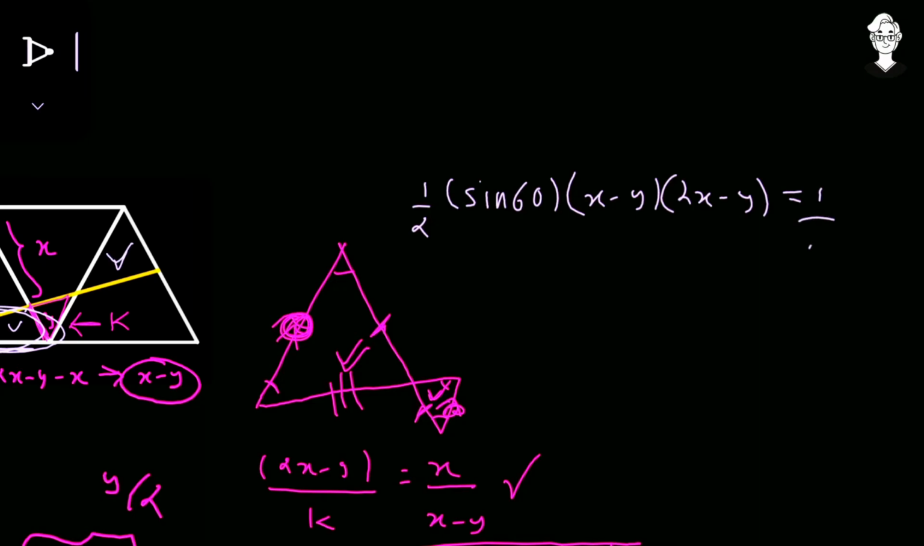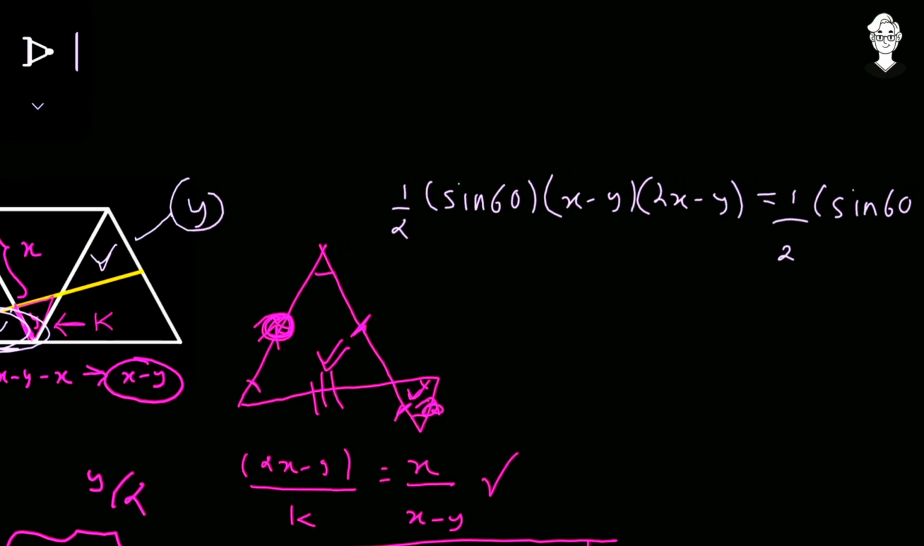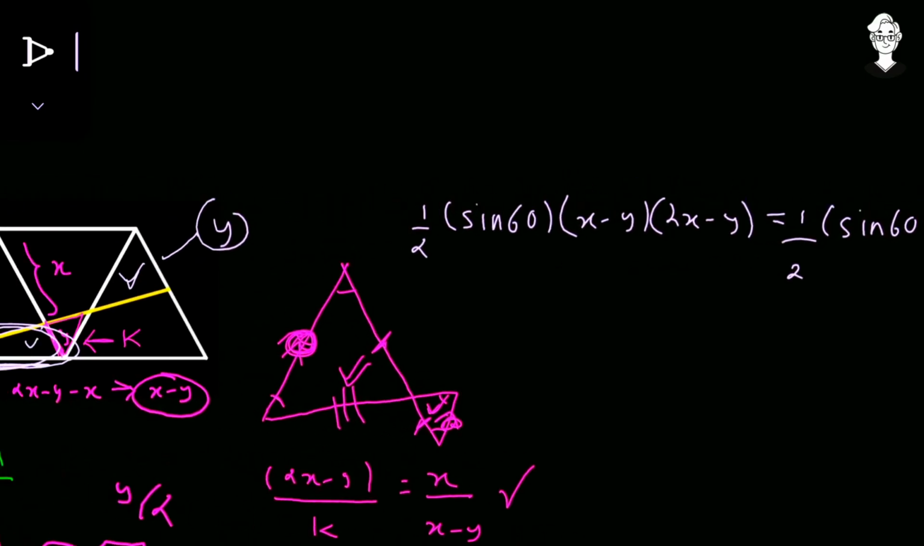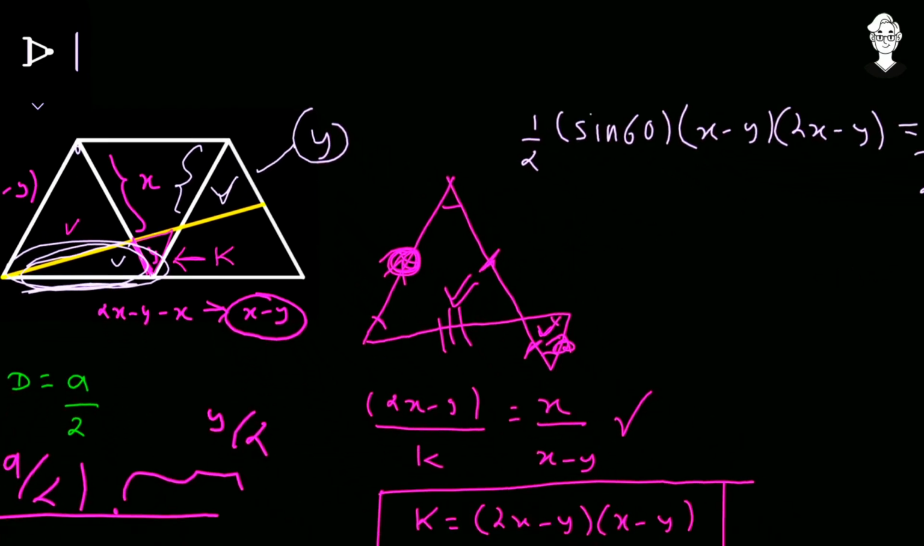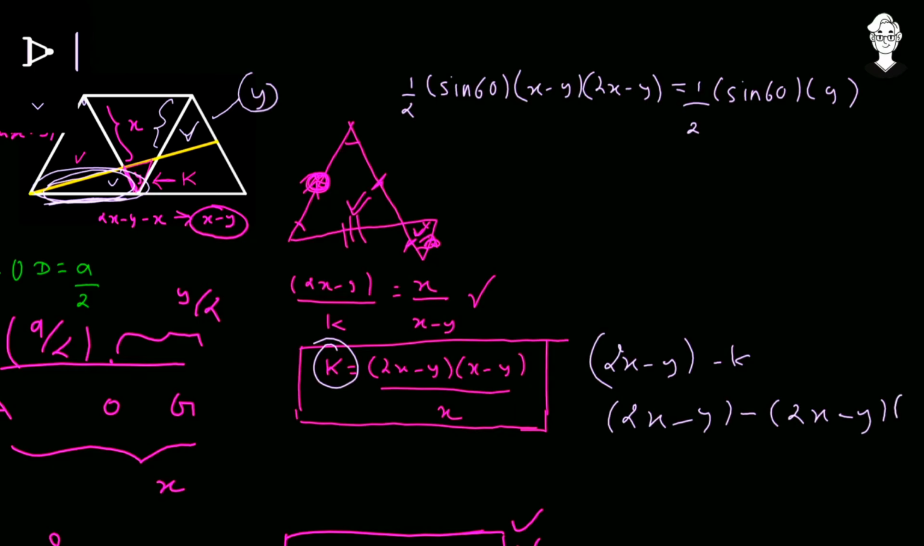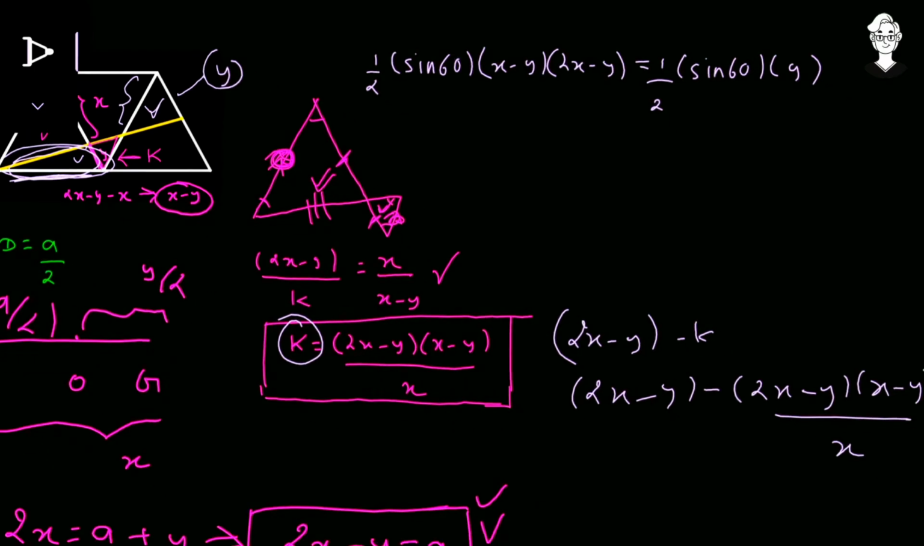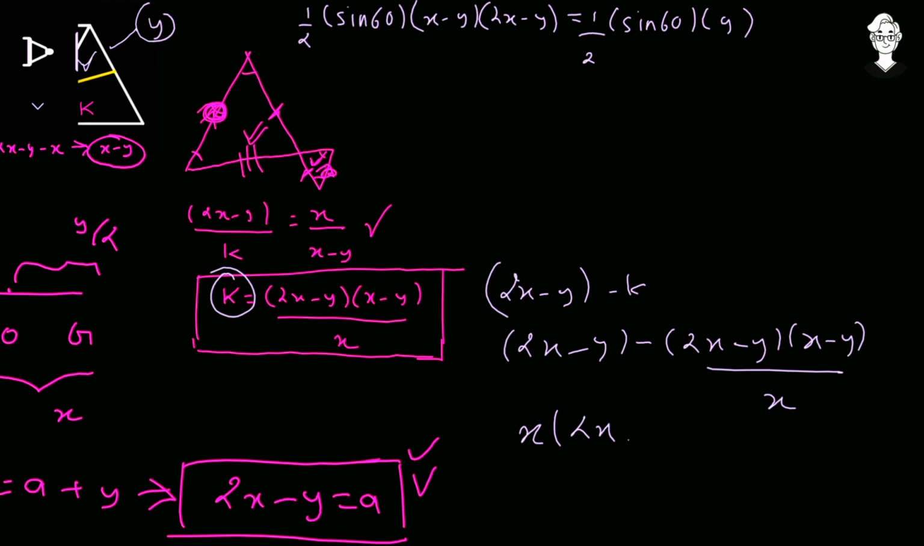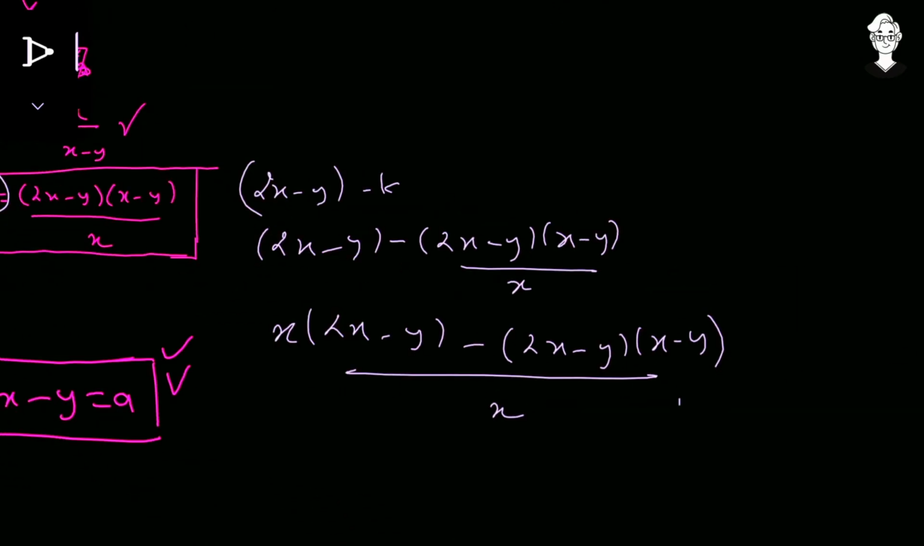For its middle angle, the area is half sine of 60 degrees, this side is equal to y, so into y, and the other side that's remaining over here is going to be the full length, that is 2 times x minus y minus k. I'm doing this by keeping the value of k. So 2 times x minus y minus 2 times x minus y into x minus y upon x. Multiplying x over there, so x into 2 times x minus y minus 2 times x minus y into x minus y upon x. From here what I can do is just open the brackets.